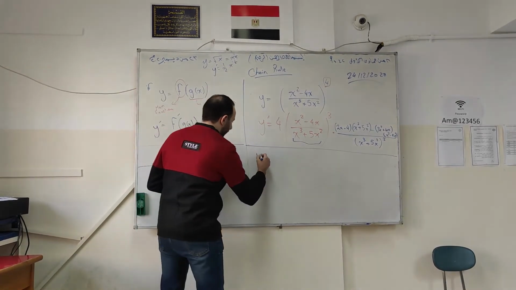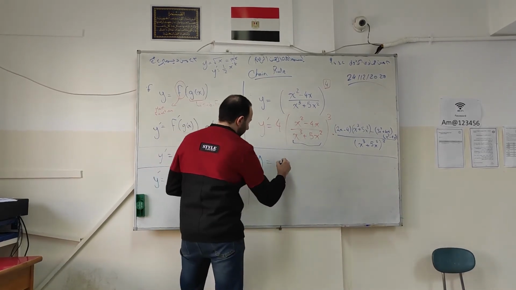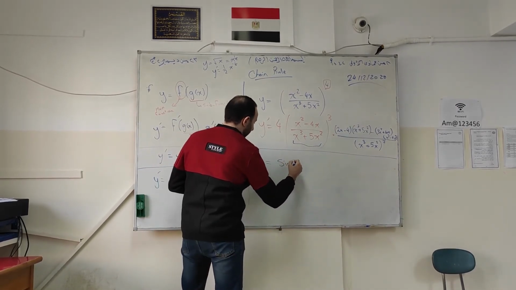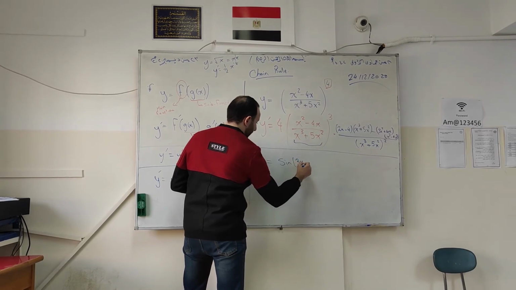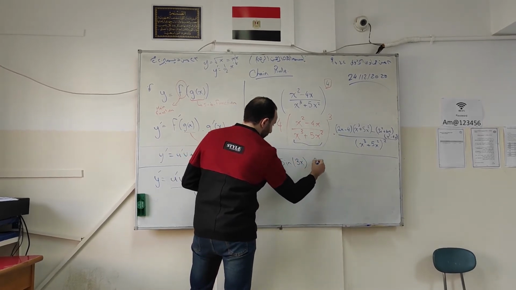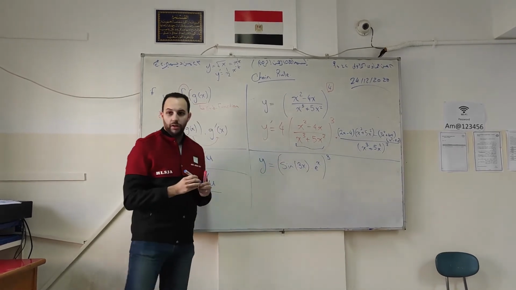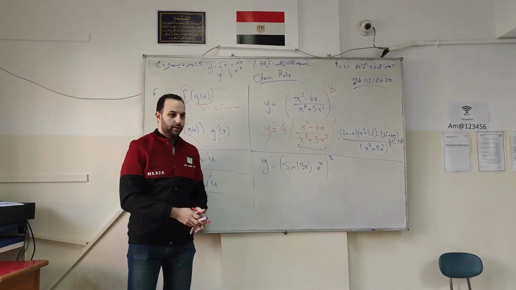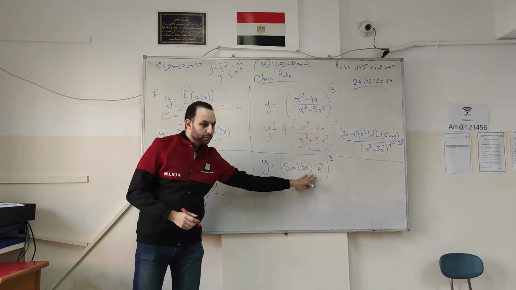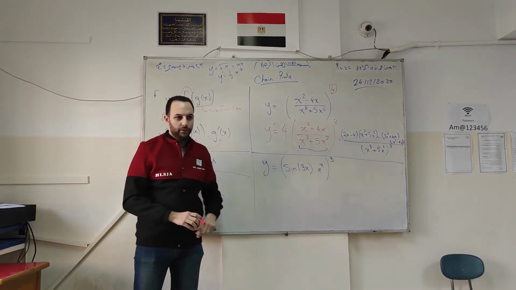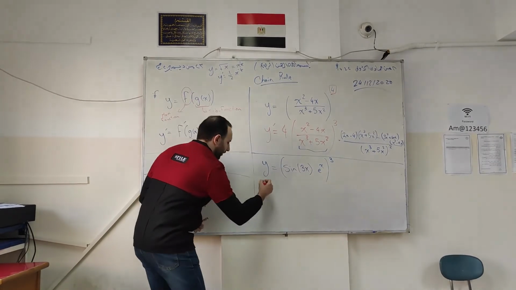Let's say another function. If I have y equal sine 3x times e power x, all over 3. What do I have here? Product rule inside the chain rule. Let's try to make this out.